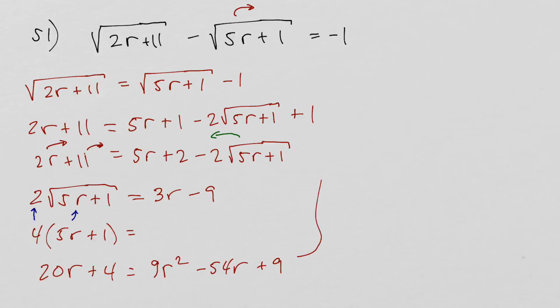So let me bring this up here. I'm going to move my 20r to the right by subtracting it. And I'll have 9r squared. I'll move the 20r over by subtracting it, and I'll get negative 74r. And I'll move the 4 over by subtracting it, and 9 minus 4 is a positive 5. And this is equal to 0, because I moved everything to one side. The 0 is actually on the left, but I put it now on the right. Okay, so now, this is a really rough thing.